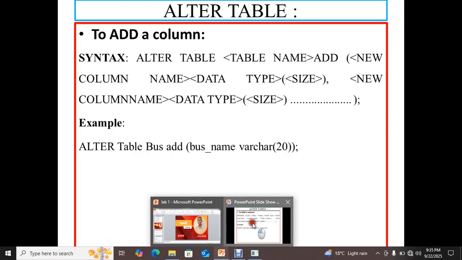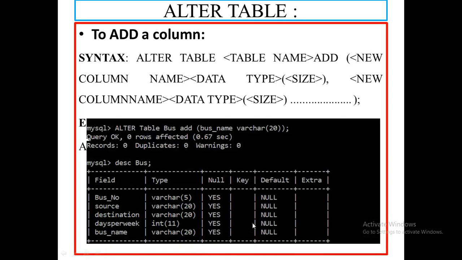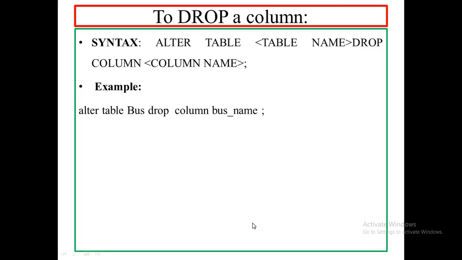Very good. Okay. This is how we can add a column to the given table. So if you wanted to drop one, you are going to do the same thing, but what you want to say is, you are going to say alter table bus drop the column that you want to drop.